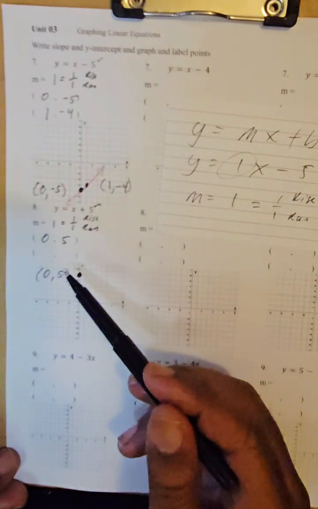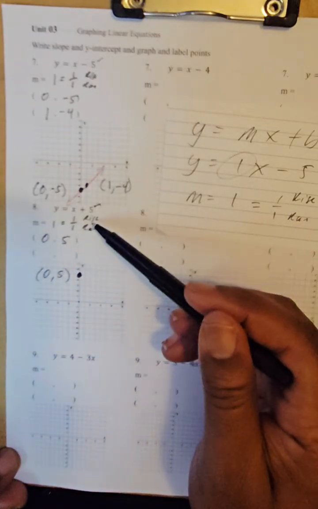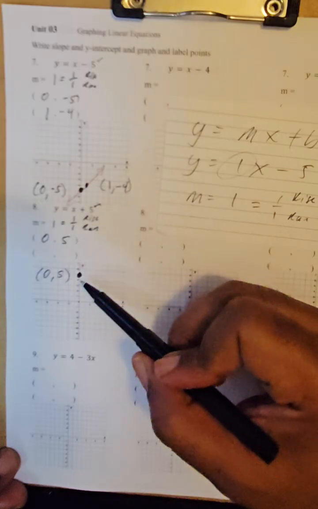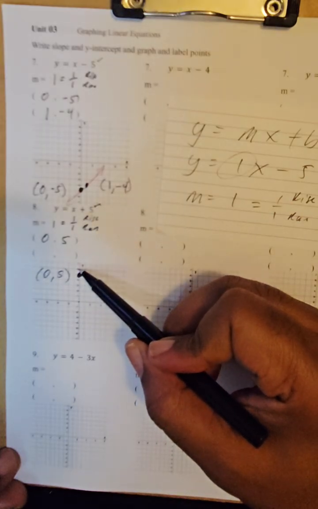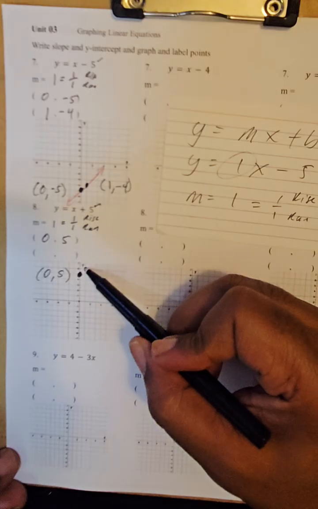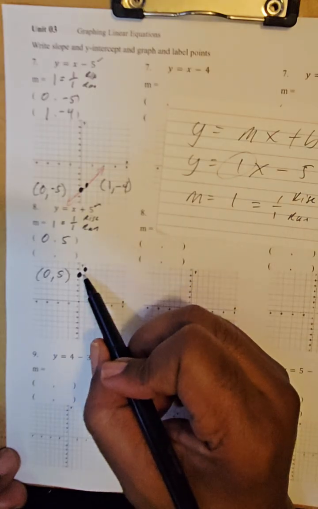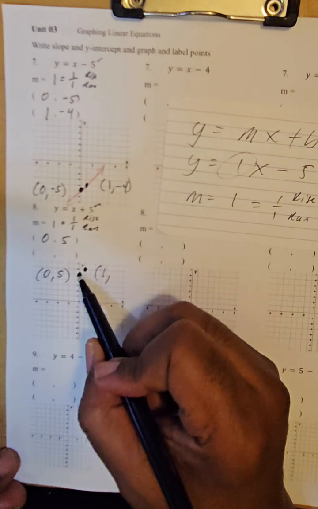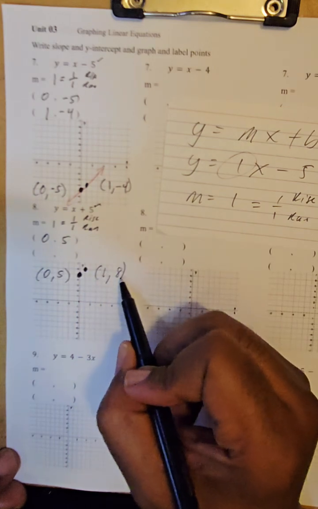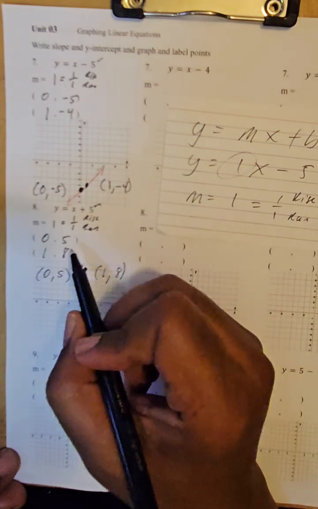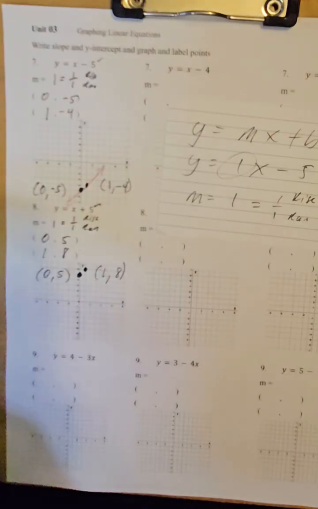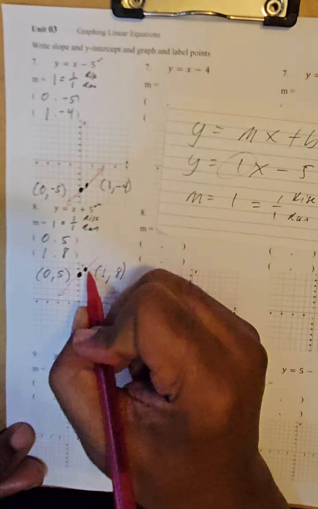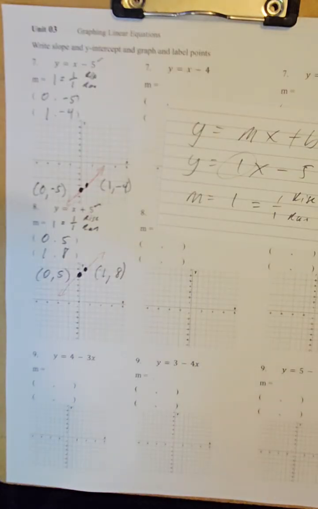Now, to get the next point, we have to use our slope. So we're going to rise 1 and run 1. So let's rise 1 and run 1. That takes us to this new point right here. The location of this point right here is x is 1 and y is 6. Okay, so that is (1, 6). And I'll just draw a line connecting those two, and we're done.